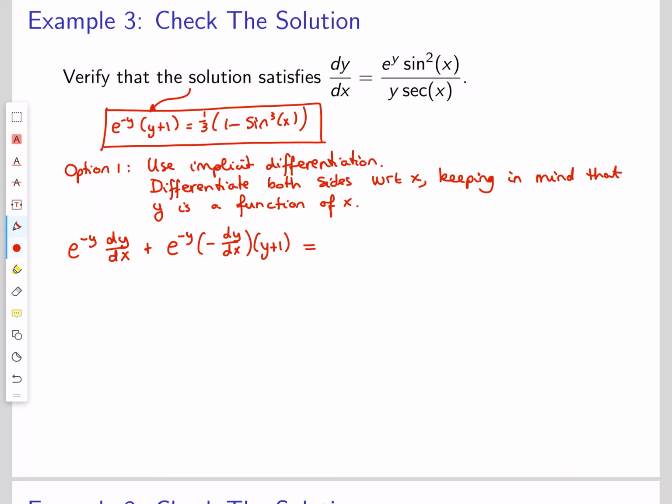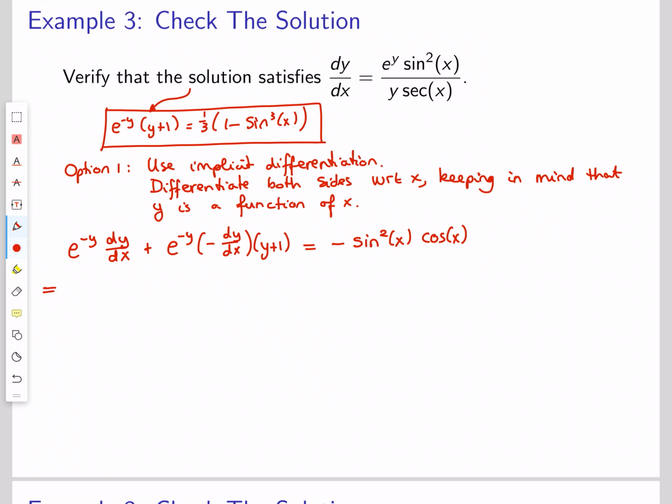On the right-hand side, we differentiate with respect to x as well. The derivative of 1/3 is 0, and the derivative of minus 1/3 sine cubed is minus sine squared of x, because the 3 and the 1/3 cancel out, times the derivative of the sine by the chain rule, and the derivative of the sine of x is the cosine of x.